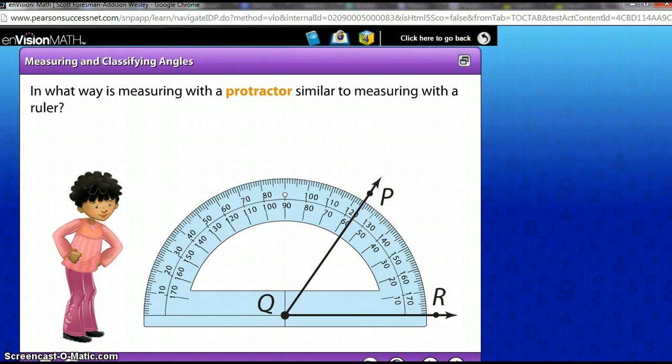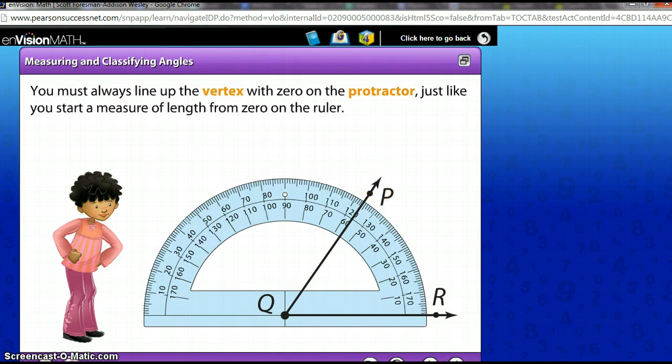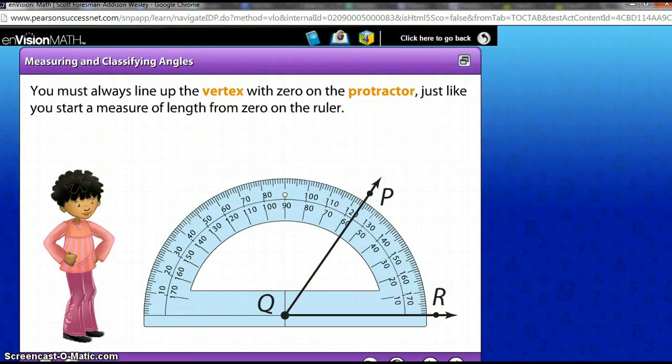In what way is measuring with a protractor similar to measuring with a ruler? What do you think, Kyle? It has the numbers and the notches in between. And you still have to start at a 0, and line up with a 0, which is going to be one of the rays in your angle. One of your bottom 0s has to line up with one of the rays, and then you look at your other ray to find your degrees. You must always line up the vertex with 0 on the protractor, just like you start a measure of length from 0 on the ruler.